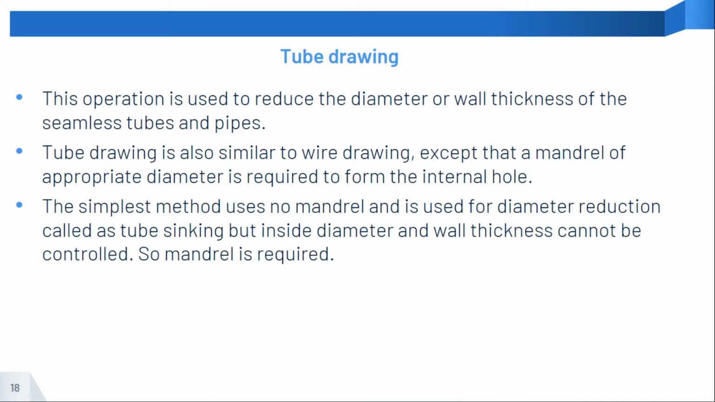Tube drawing. This operation is used to reduce the diameter or wall thickness of seamless tubes and pipes. Tube drawing is similar to wire drawing, except that a mandrel of appropriate diameter is required to form the internal hole. The simplest method uses no mandrel and is used for diameter reduction, called tube sinking, but inside diameter and wall thickness cannot be controlled, so a mandrel is required.